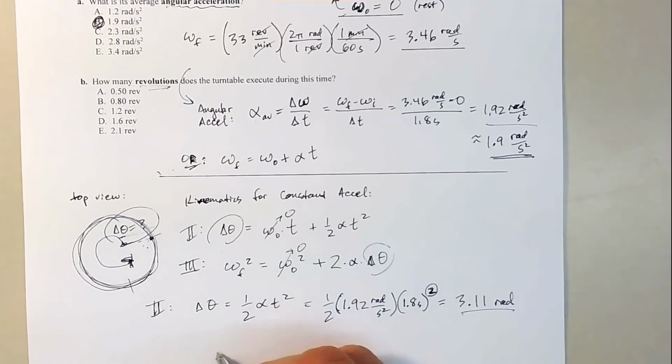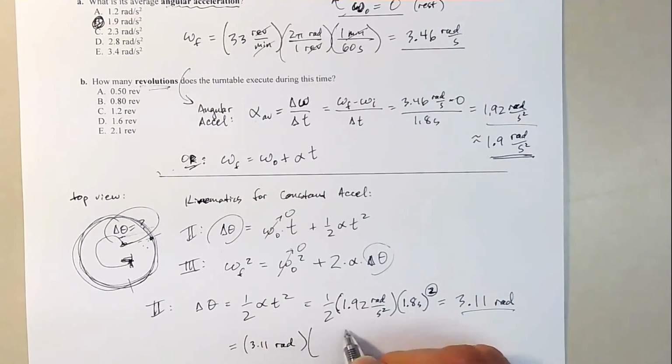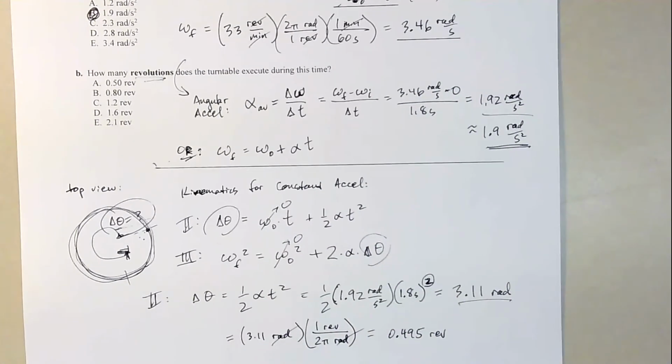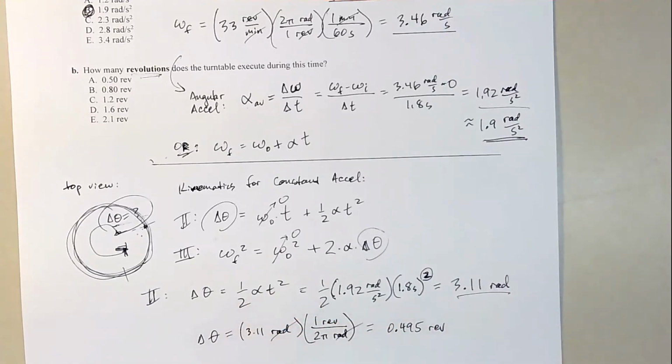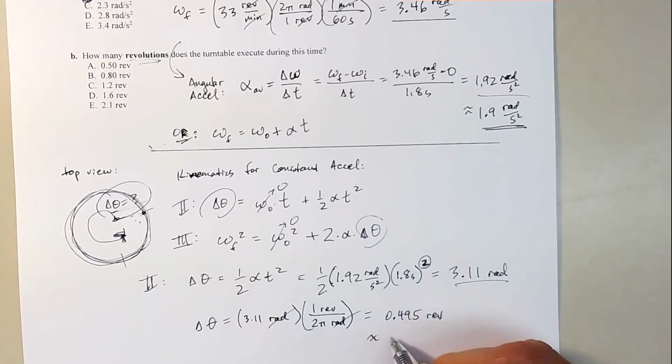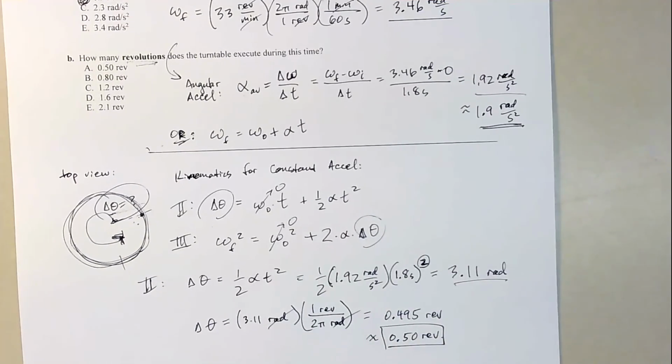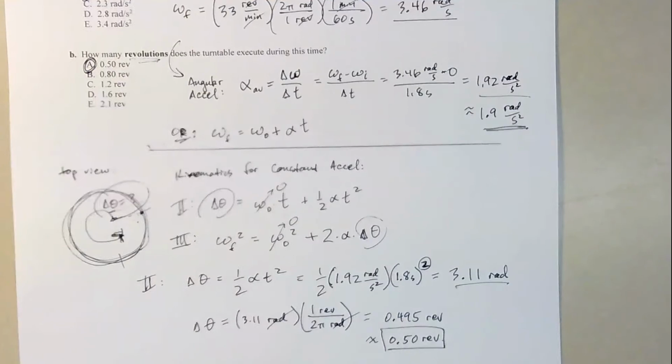So let's do that. So 3.1 radians, let me just write it again, 3.11 radians times 1 revolution is equal to 2 pi radians. That'll cancel my radians. And after I ask my calculator what that is, I get about 0.495 of a revolution. So now we can look back and say, all right, our initial values here were 2 sig fig values. So let's round that off to 2 sig figs, about 0.50 of a revolution. It's like part A, answer A is the correct answer.